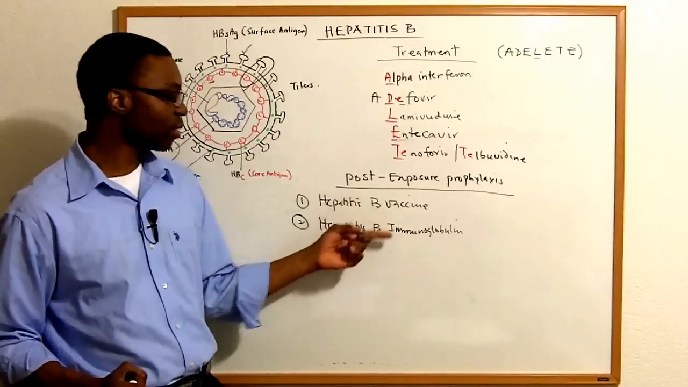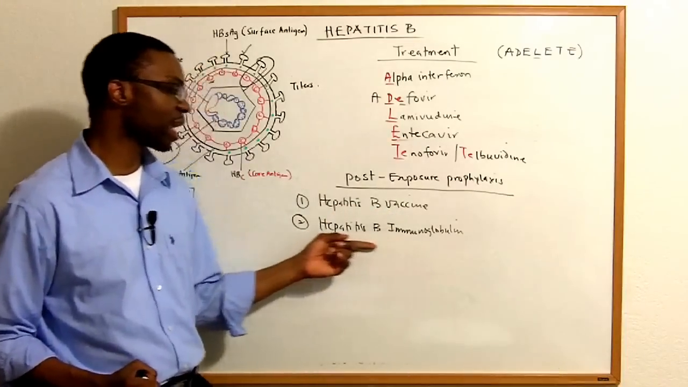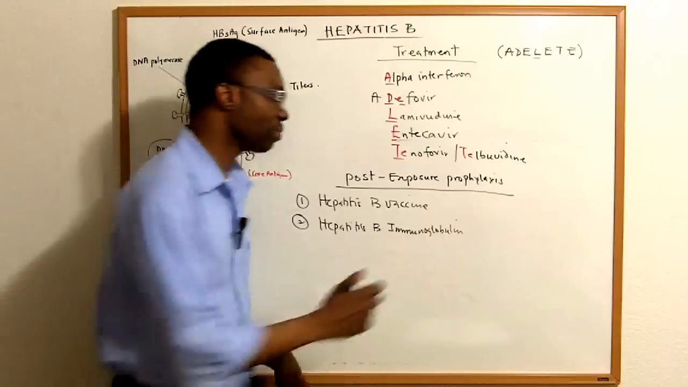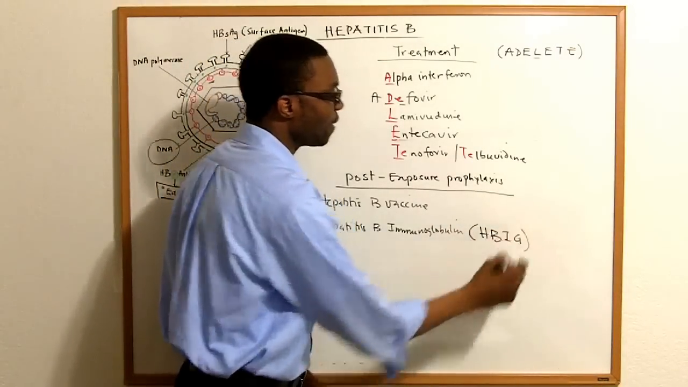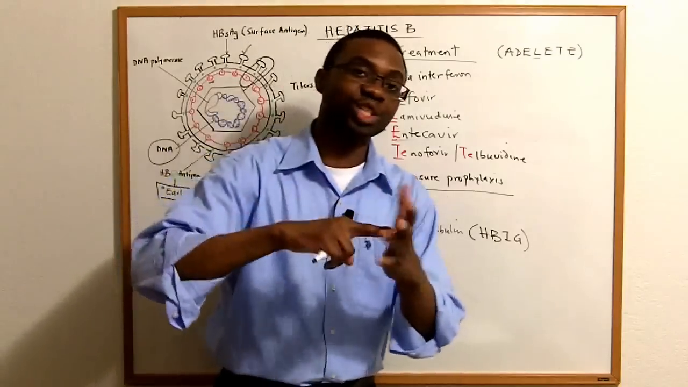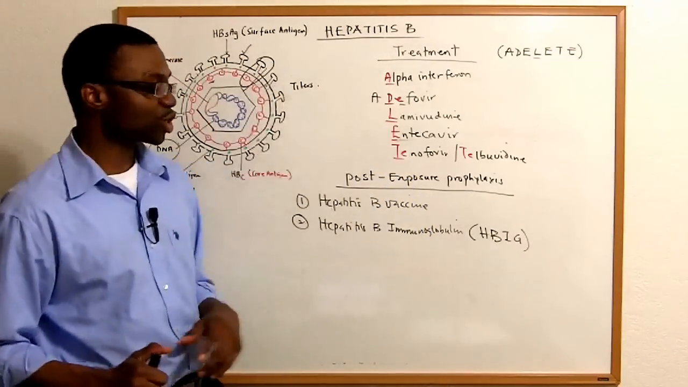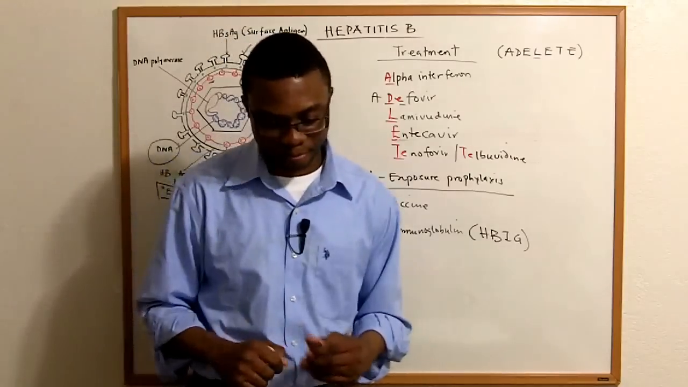So if you get exposed to the virus, either through vaccine or blood needles, you want to get a vaccine right away. And also you want to get the hepatitis B immunoglobulin, also known as HBIG. It's actually the IgG antibody against the surface antigen.